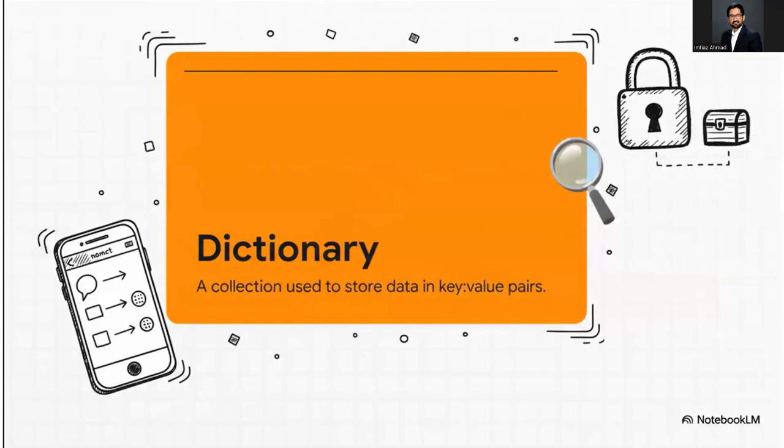So what is a dictionary really? At its heart, it is just a collection for storing data in key value pairs. The absolute best way to think about it is your phone's contact list. You've got a name, that's the key. And when you look it up, you find their phone number, that's the value. It really is that simple. A unique key that points you straight to the information you need.